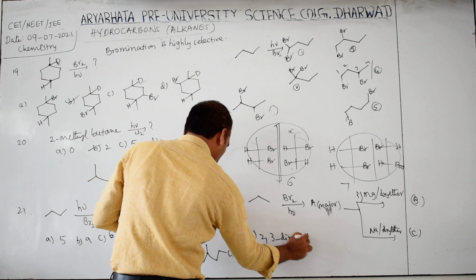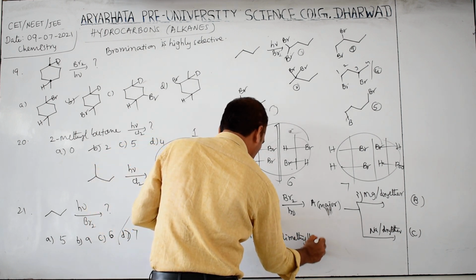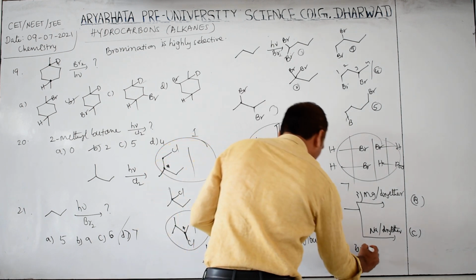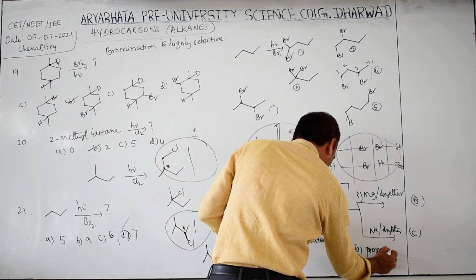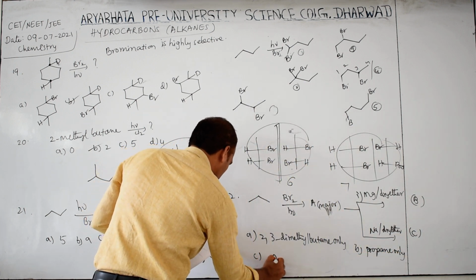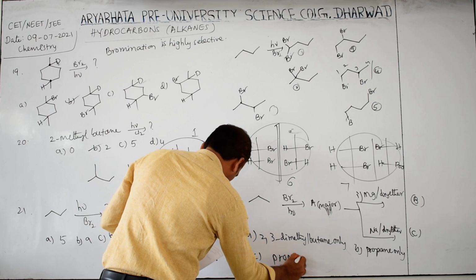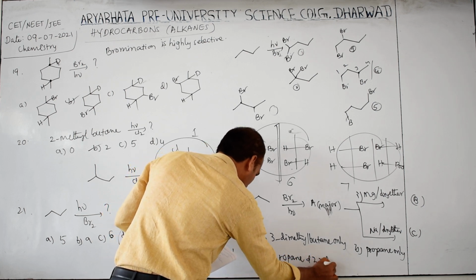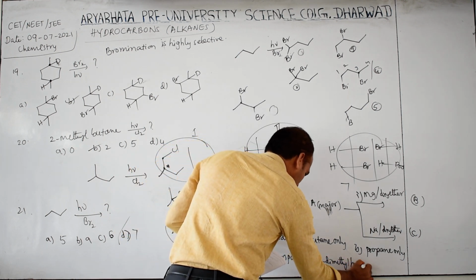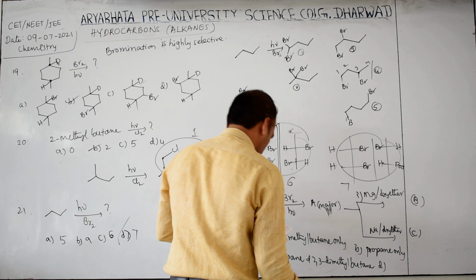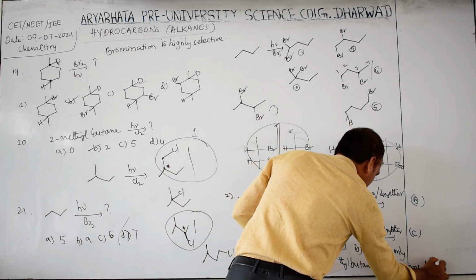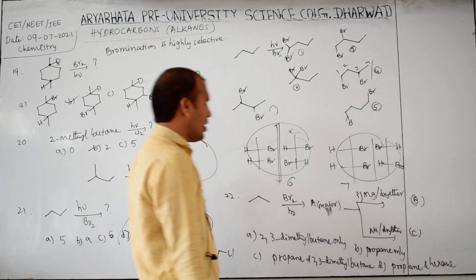Then here options are given. A option, 2,3-dimethyl butane only. B option, propane only. Then C option, propane and 2,3-dimethyl butane. D option, propane and hexane.